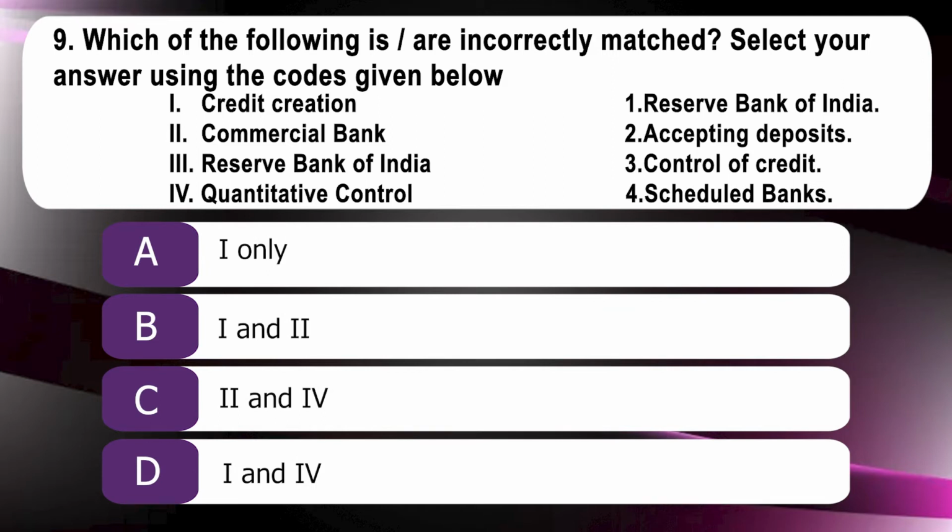Ninth question. Which of the following is incorrectly matched? Select your answer using the codes given. 1. Credit creation, RBI, Reserve Bank of India. 2. Commercial bank accepting deposits. C. Reserve Bank of India, control of credit. 3. Quantitative control, scheduled banks. A. 1 only, B. 1 and 2 only, C. 2 and 4 only, D. 1 and 4. The correct answer is A.